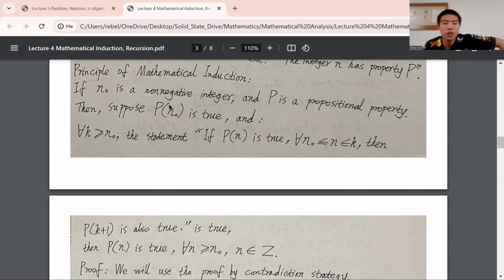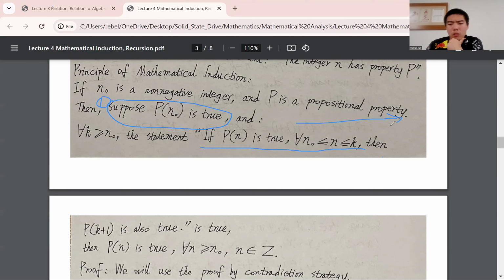Then suppose P n0 is true, which means the non-negative integer n0 has the property P. So this is maybe the first statement, because it says the integer n0 has property P is true. And then the second statement we'll make is that, first suppose Pn is true for all n with n0 smaller or equal to n, smaller or equal to k, and k is any integer greater than n0.